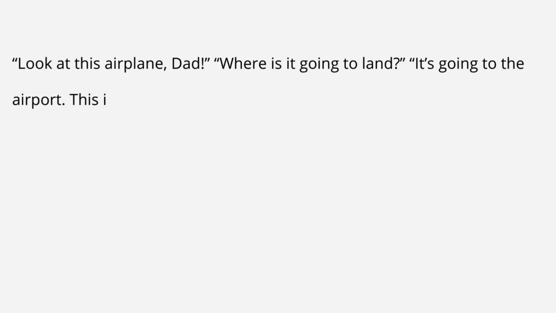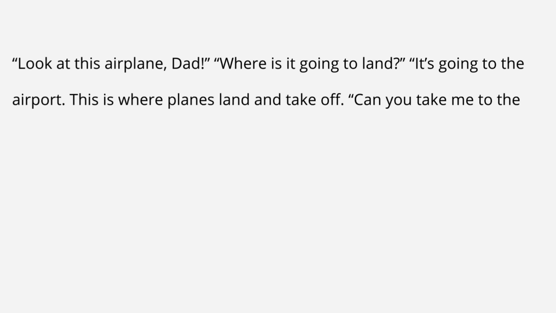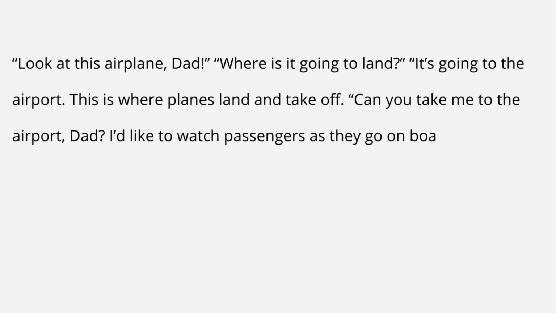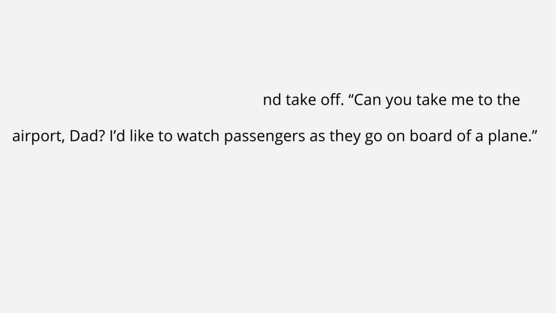"Look at this airplane, Dad. Where is it going to land?" "It's going to the airport. This is where planes land and take off." "Can you take me to the airport, Dad? I'd like to watch passengers as they go on board of a plane."